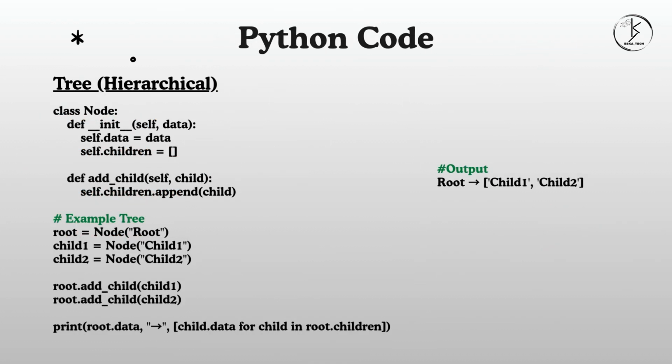This code defines a simple tree node class called Node, which stores a value in data, and keeps a list of its children in children. The add_child method appends a child node to that list. In the example, a root node and two child nodes are created. Both children are attached to the root using root.add_child. Finally, the code prints the root's value followed by a list of its children's values, showing the immediate structure as in the slide.